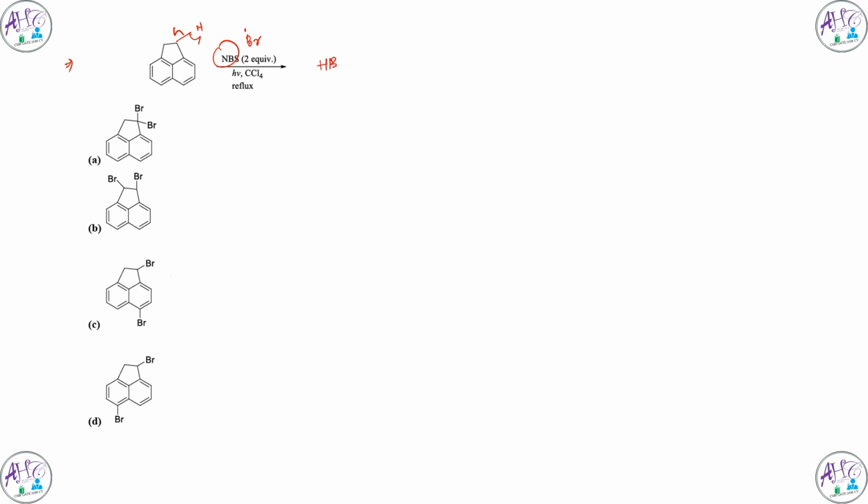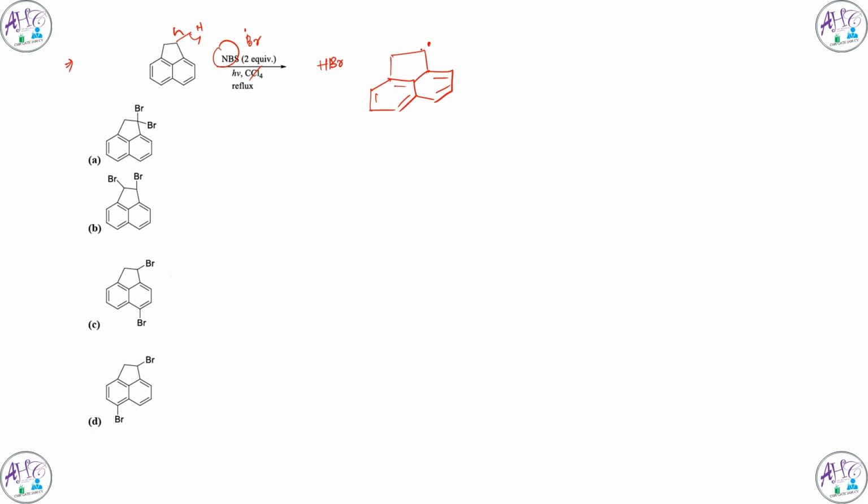Okay, this is going to form your HBr, and you have your two six-membered rings. So you have your anthracene groups like this, okay. So you have your radical, okay. So now what happens is, we have your N-bromosuccinimide with CCl4. CCl4 is just a solvent, okay. In N-bromosuccinimide, you have again your bromine group.